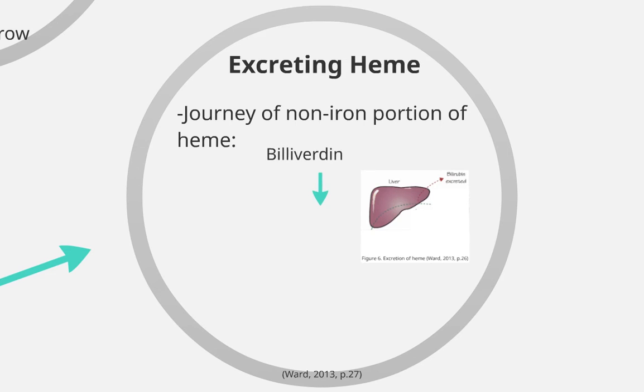The non-iron portion of heme then goes through a process to get excreted from the body. Primarily, it gets released as biliverdin and converted into bilirubin. Bilirubin is transported to the liver, where it is made water-soluble so it can pass out into the blood, and it is used to form bile.